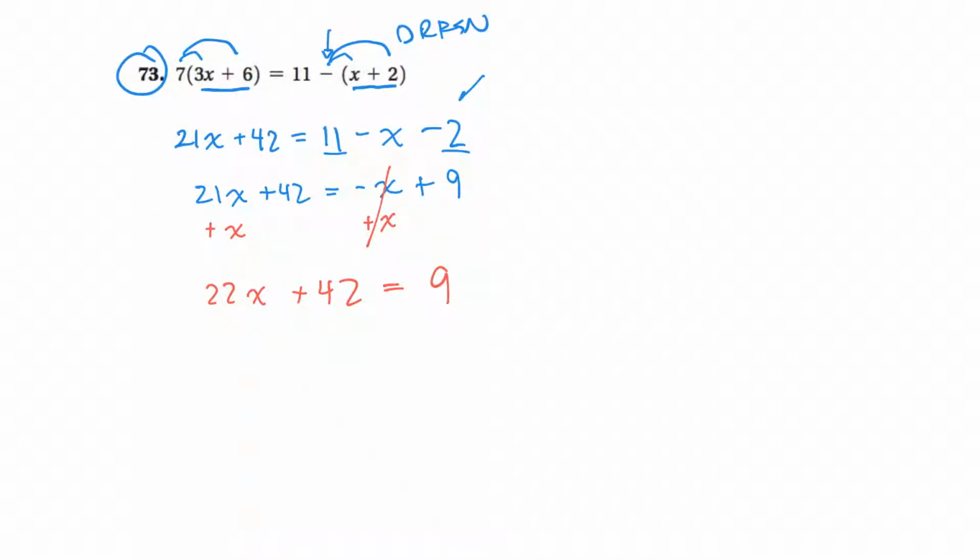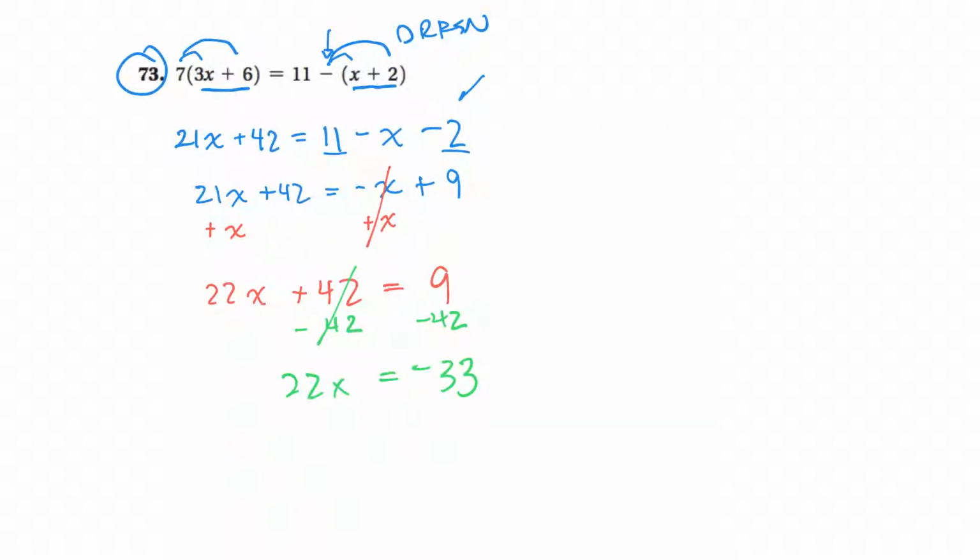Now I want to get rid of that 42, so I'll subtract 42 here. That'll get rid of it. If I do it there, I got to do it over here. So I'm going to have 22x is equal to negative 42 plus 9, or 9 take away 42. I'm calling that negative 33, I think.